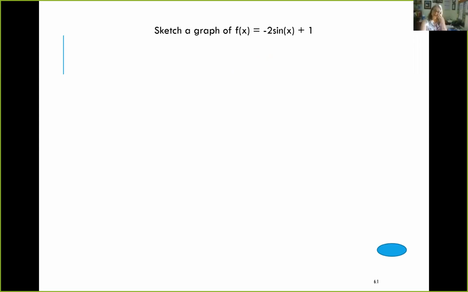So let's do this again. Sketch the graph of f of x equals negative 2 sine x plus 1. Start with your midline, your amplitude, and whether or not you've got a reflection. Go ahead and do that sketch. Pause the video when you're ready. Start the video back up, and we will take a look.